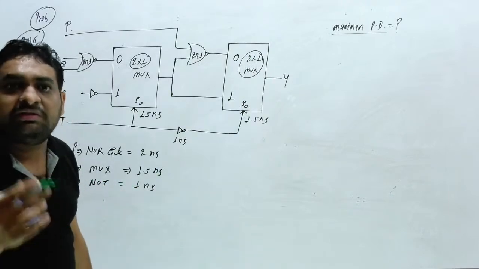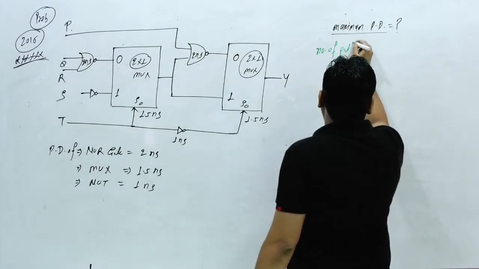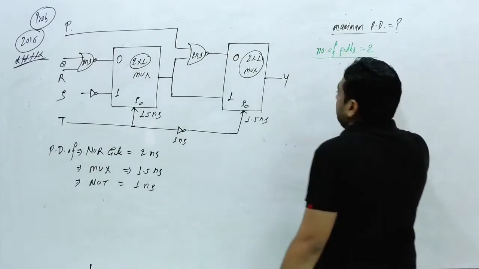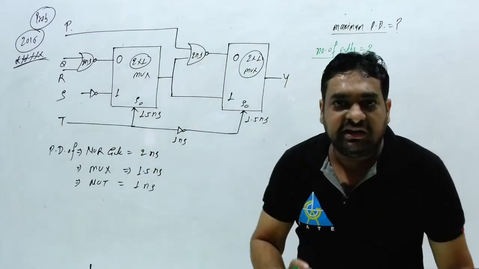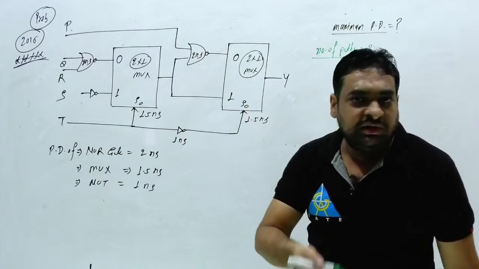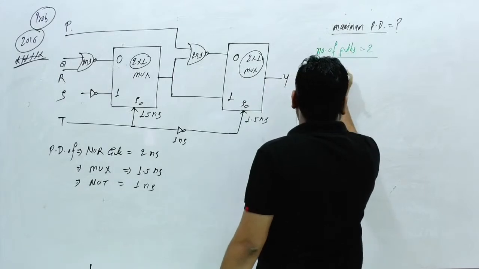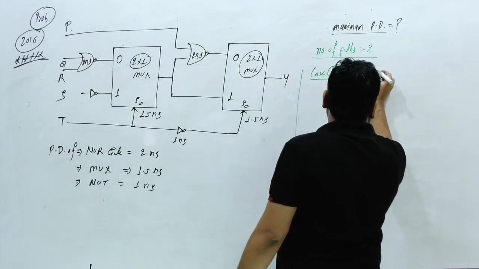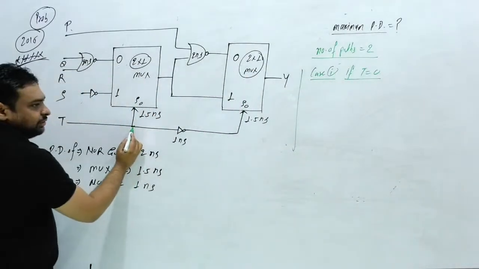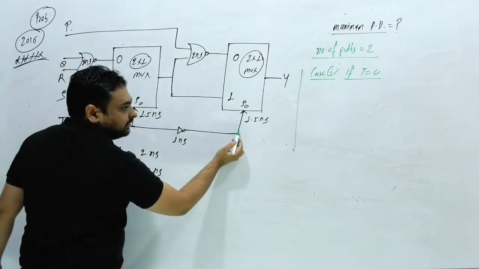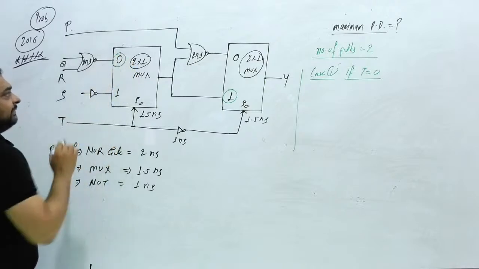So first you have to find out the number of paths. So how many paths are here? Can I say 2 paths can be possible here? First path, and the path will be decided by T. So we have to consider here 2 cases: one for T is equal to 0, second for T is equal to 1. So case number 1 I am considering. Case number 1, if T is equal to 0, then this is 0, and this will be 1. So here this input will be selected, and here this input will be selected.